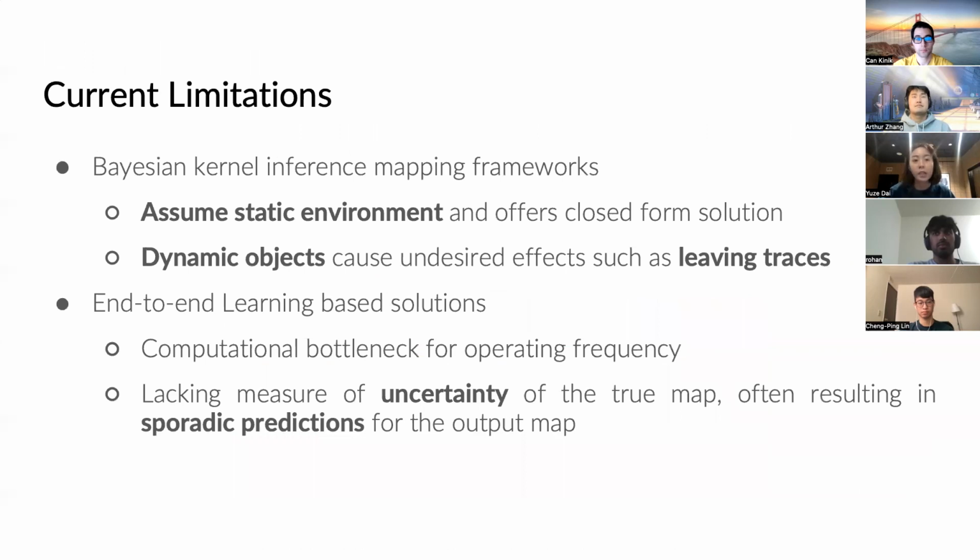For the current limitations, the Bayesian kernel inference mapping assumes that we are working in a static environment, and also there are some undesired effects such as leaving traces of the dynamic objects. The learning-based solutions often pose a computational bottleneck for operating frequency and do not accurately represent the uncertainty of the true map. Recent works in dynamic Bayesian semantic mapping offer an efficient closed-form solution for estimating the world state with uncertainty. We plan to extend these works to generate a global continuous semantic map.